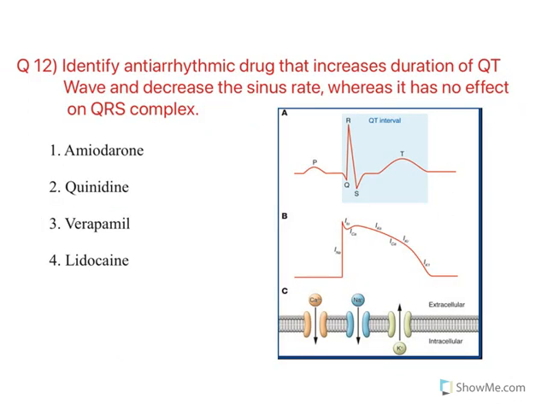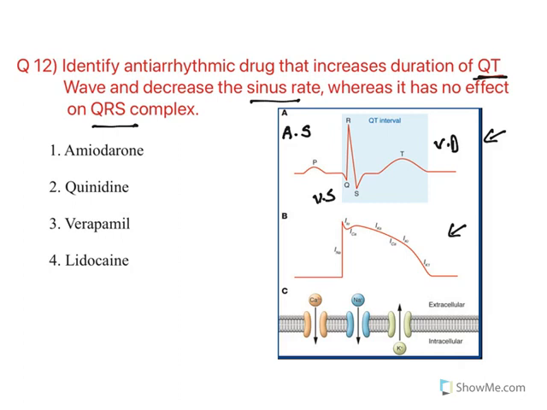Now, identify the antiarrhythmic drug that increases the duration of the QT wave and decreases the sinus rate, whereas it has no effect on the QRS complex. Now this is what an ECG is. The P wave indicates atrial systole, whereas QRS is about ventricular systole, whereas T wave is about ventricular diastole. Now this is a typical depolarization curve in cardiac cells.